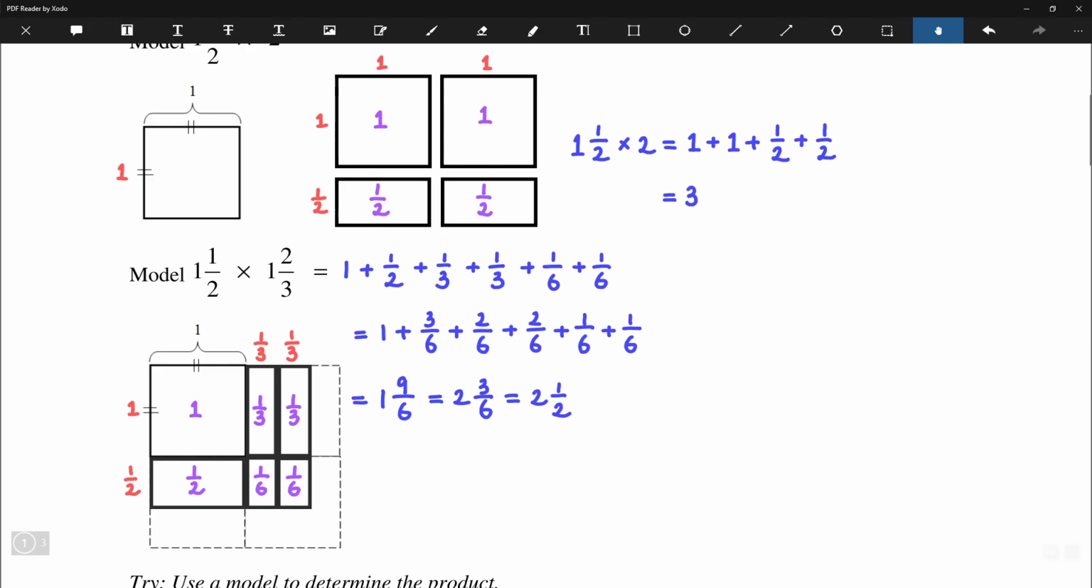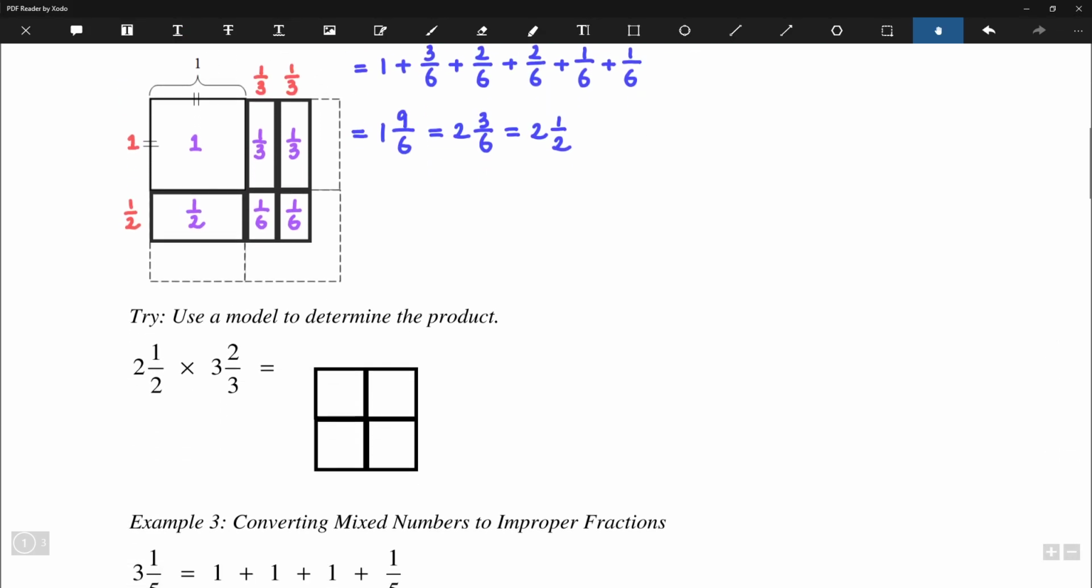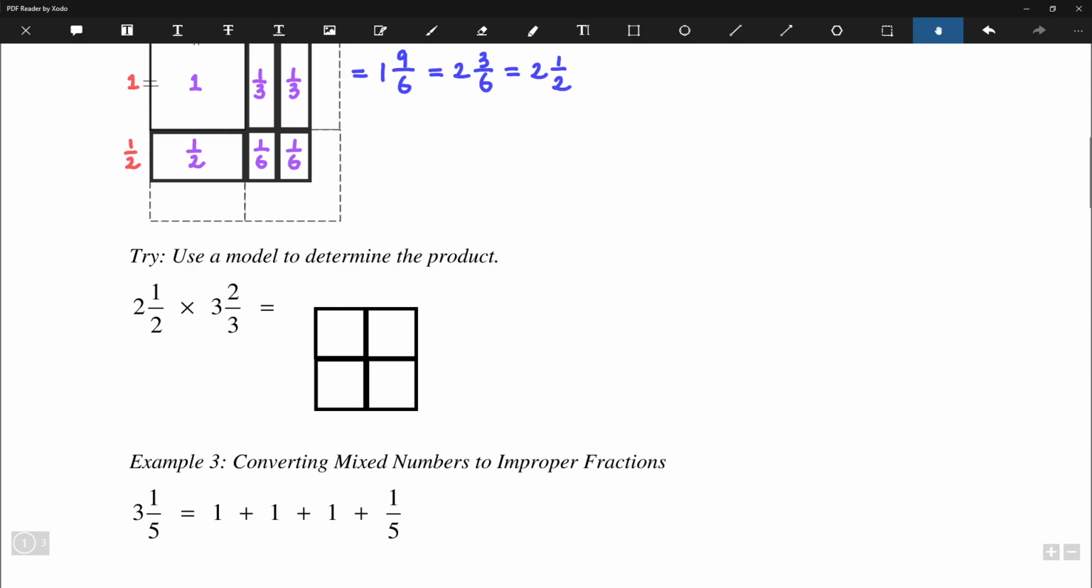Just one more with the area model. The idea here is that we don't necessarily need to draw the diagram to scale. So what we can do instead is something like this. Here we have 3 and 2 over 3, so the whole number and fraction components of this mixed number, and also 2 and 1/2.